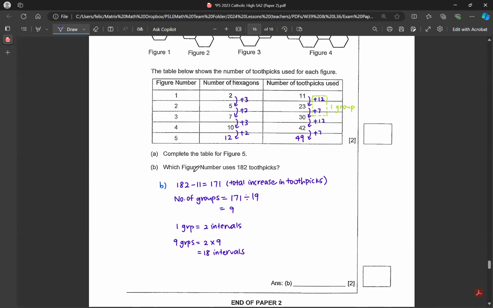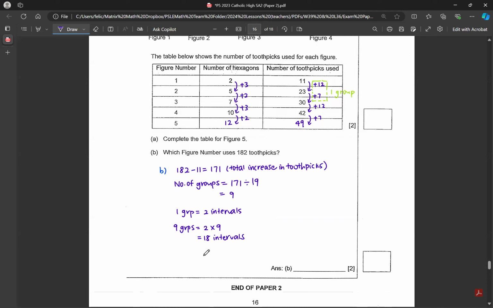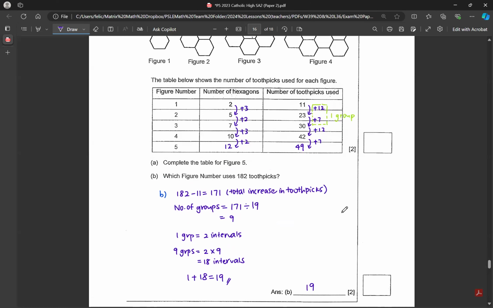Now, you want to reach the figure number. Very simple. You start from figure 1, because 11 was from figure 1. You move down 18 intervals, that means you move down 18 arrows. Which figure would you arrive at? Simply figure 1 plus the 18 intervals. So you reach figure 19. So this question, like I said, is not so simple because it's not using the usual intervals concept, but it's actually intervals with a grouping concept.